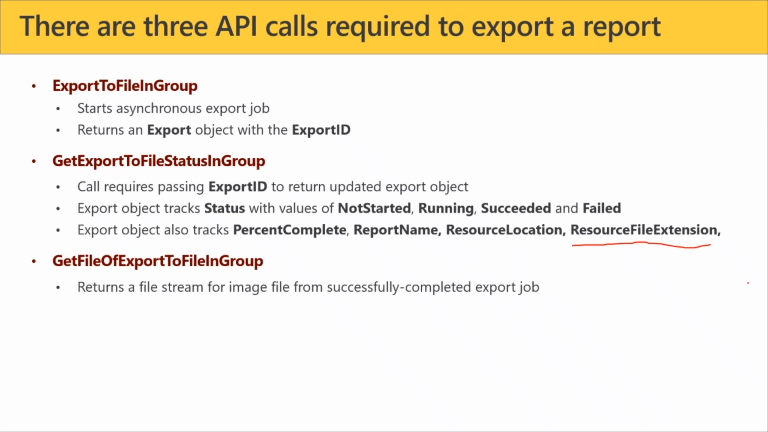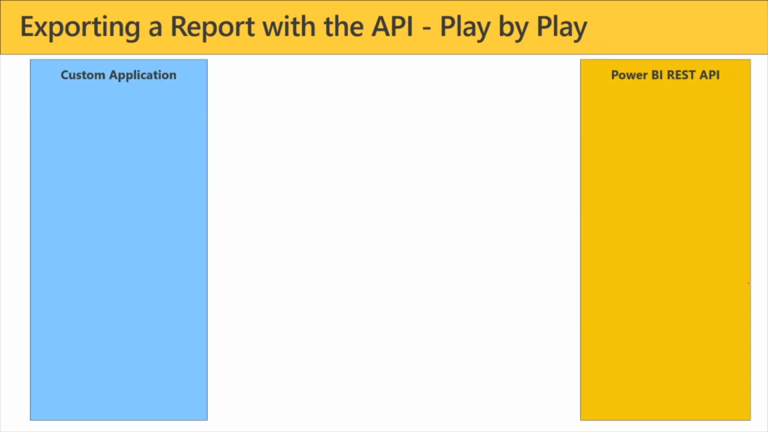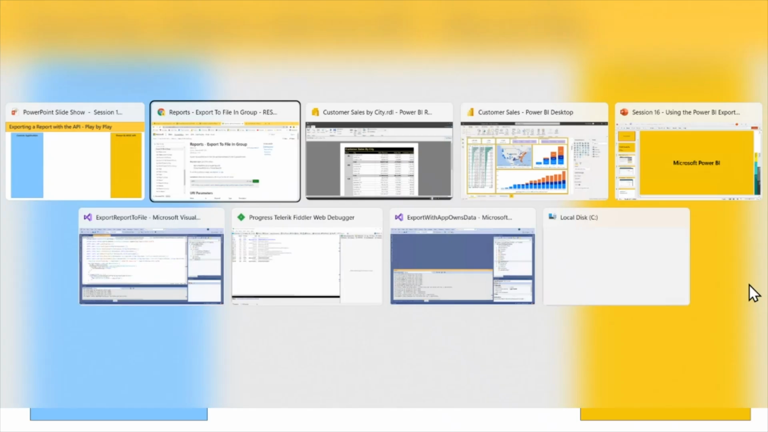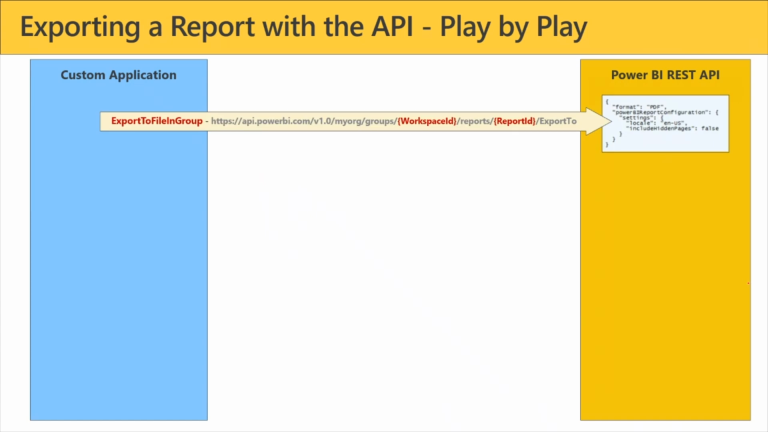Okay, sounds good. Let's look at that in a little bit more visual way. So your code is on the left, and my code's in a simple C# application that I'm going to show. But your code could be in an Azure function. It could be in a cloud-based application. But the idea is when you call export to file in group, the workspace ID and the report ID, which identify a specific report, are in the URL. And then in the body, we have a piece of JSON that says what's the format and any other things about starting this job. Now, when you do that, it starts an async job.